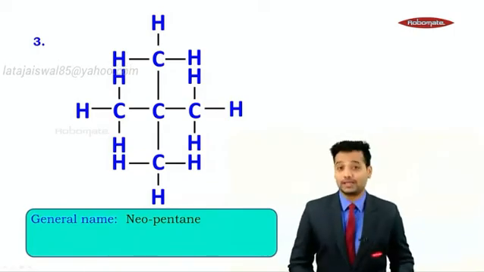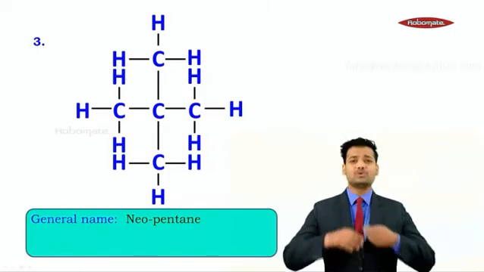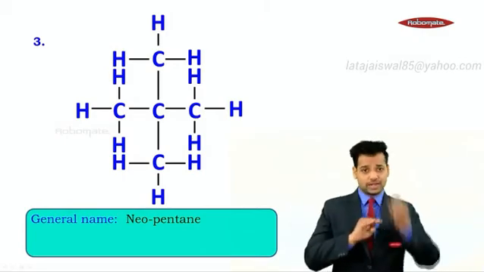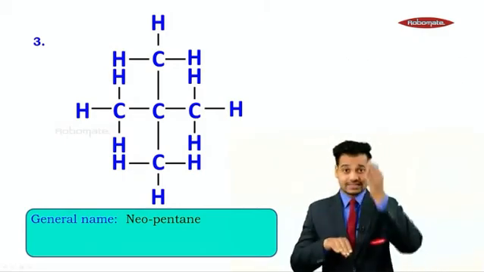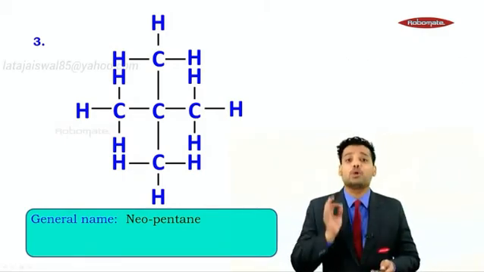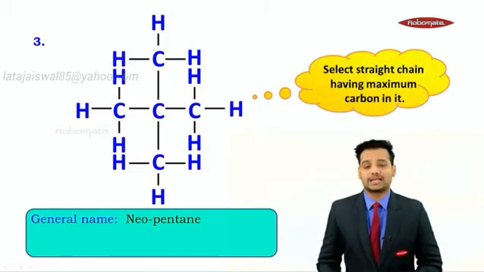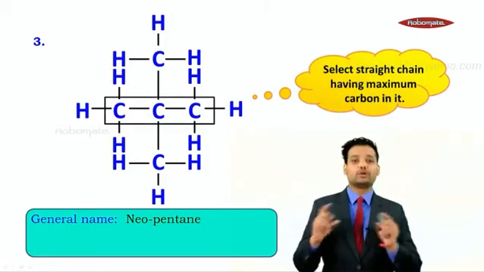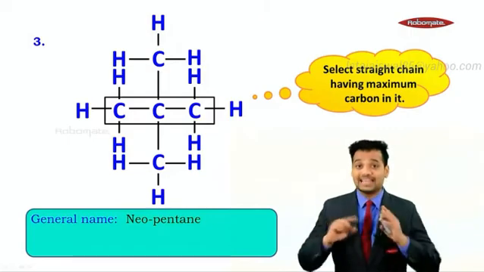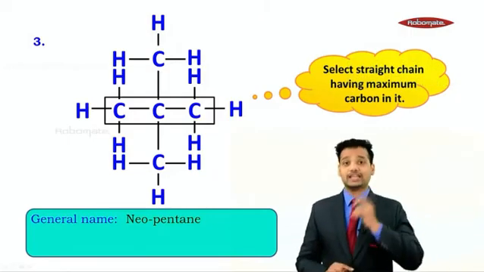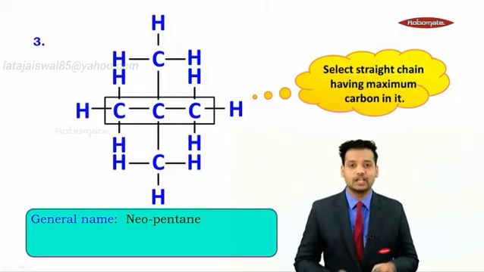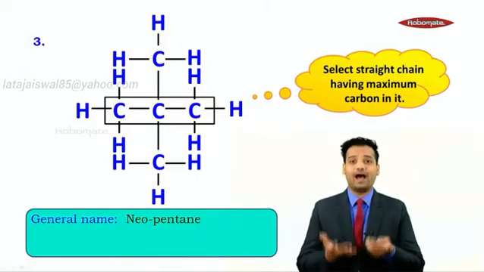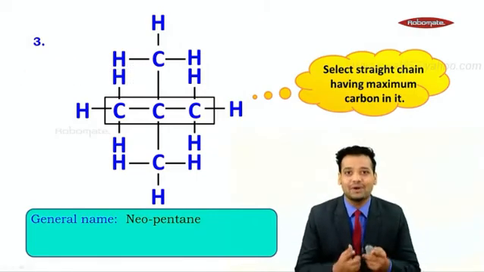What would be the IUPAC name? Which is the maximum straight chain? You can select any straight chain. It could be straight, it could be like this, it could be like this. It will always have only 3 carbons maximum. So let's take the straight one. So 3 carbons and there are 2 branches, each containing CH3. So what will you call it? Simple methyl propane? Yes or no?